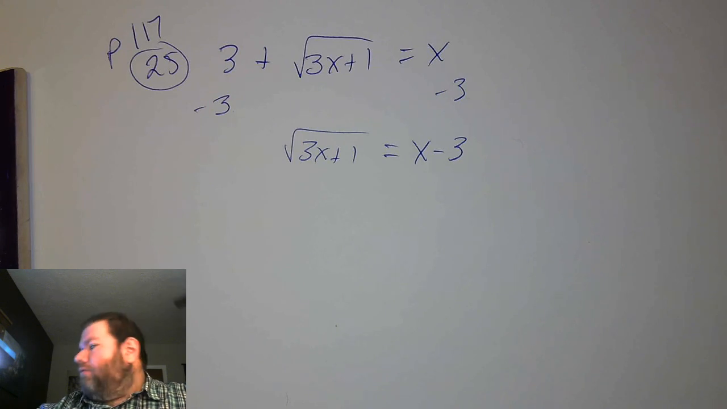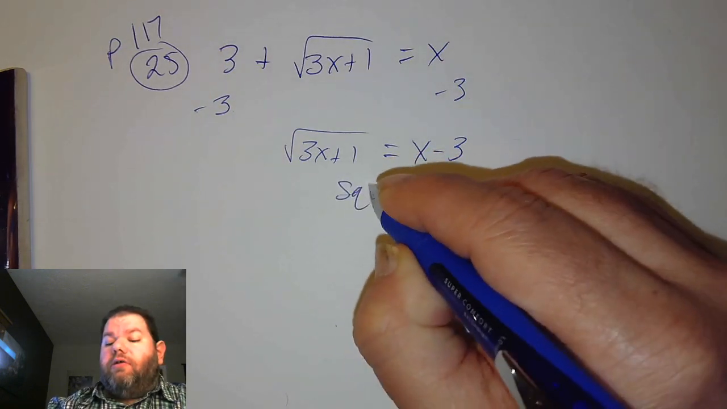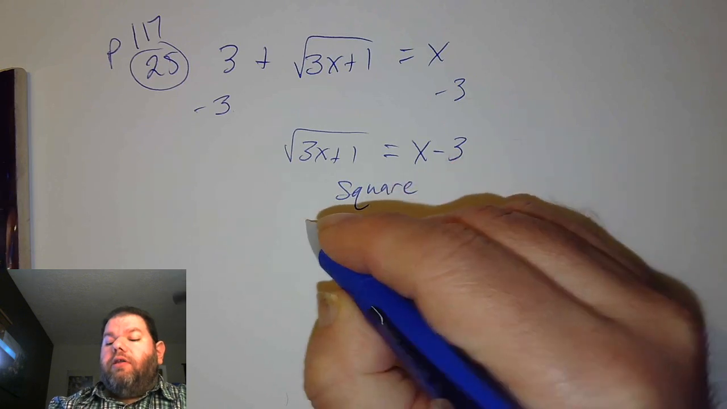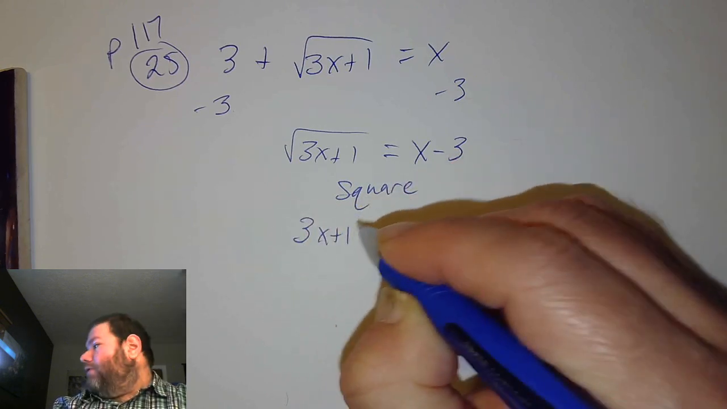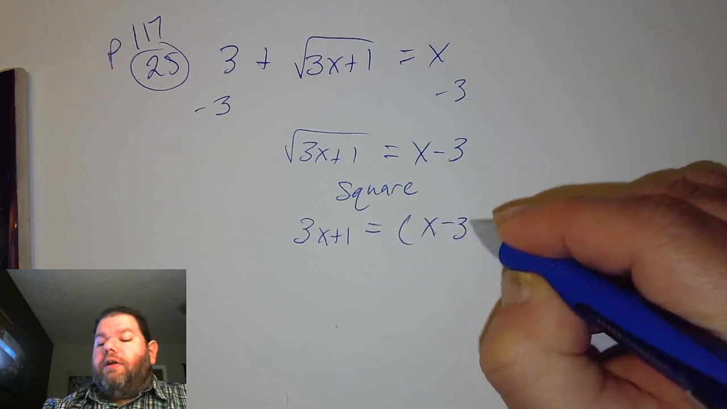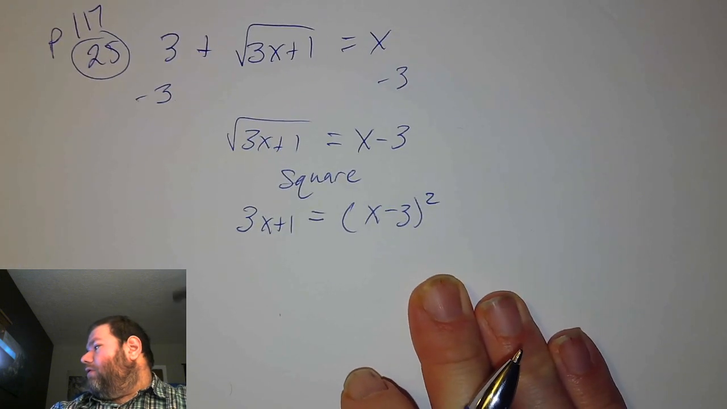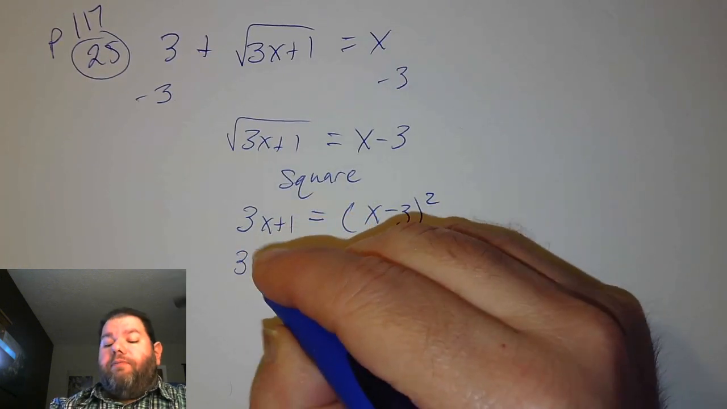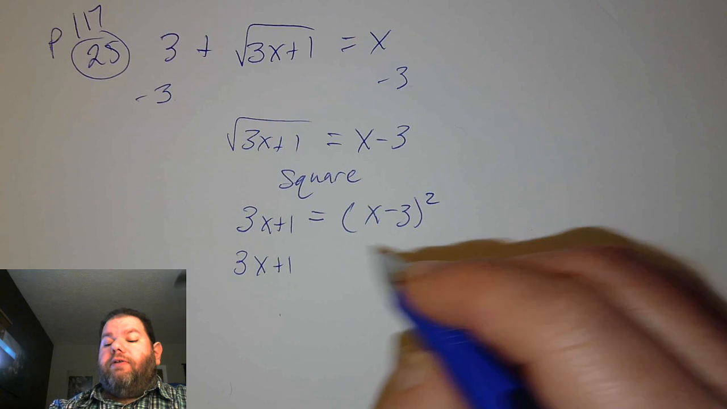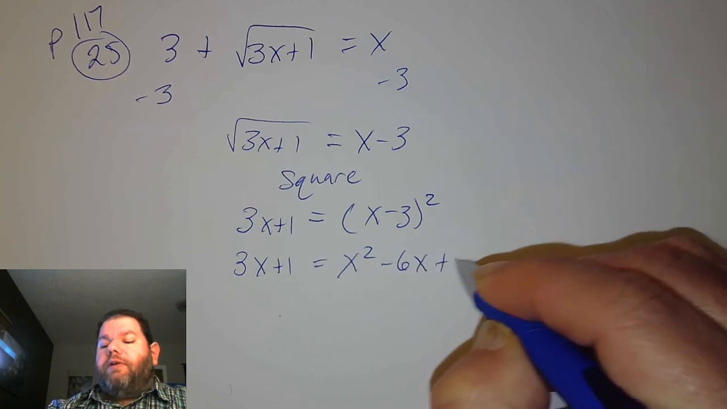So from here, we can go ahead and square both sides to get rid of the square root. That gives us 3x plus 1 equals x minus 3 in parentheses squared. Now if we square that x minus 3, we get x squared minus 6x plus 9.